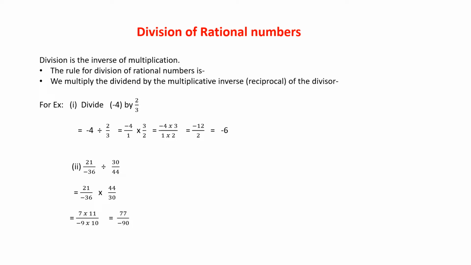Again we will do the same thing. We will multiply numerator with numerator and denominator with denominator. So multiply 21 into 44 upon minus 36 into 30. After cancellation, we will get 7 into 11 in the numerator upon minus 9 into 10 in the denominator, which is equal to 77 upon minus 90.